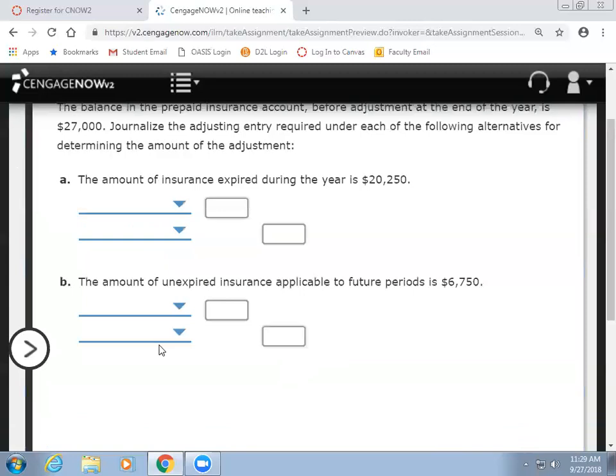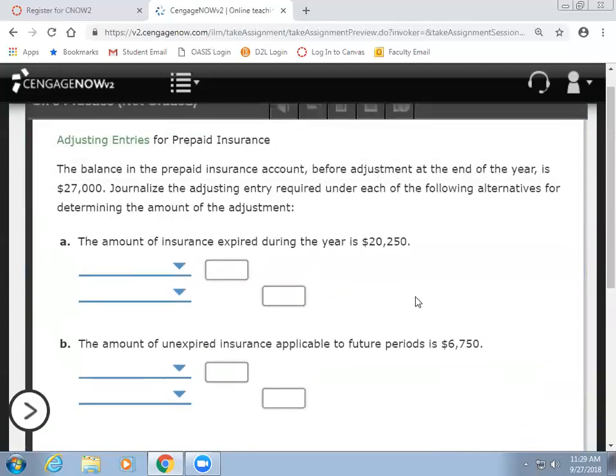All right, let's see, number 8. Okay, this is prepaid insurance. Prepaid insurance is another deferred expense. So it's really just like supplies that we just dealt with. We paid for insurance up front. We need to show how much was used.